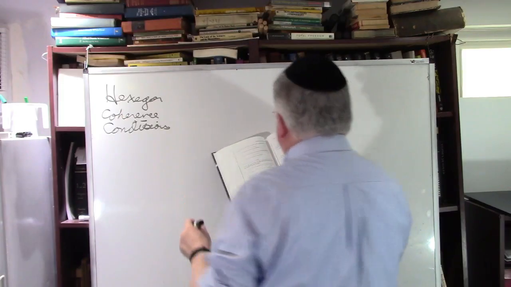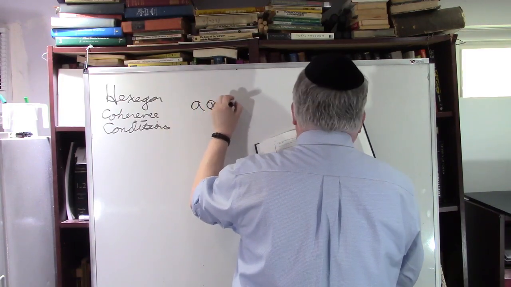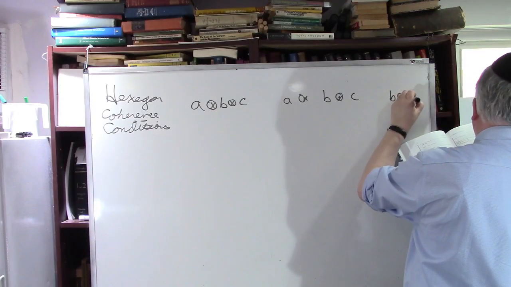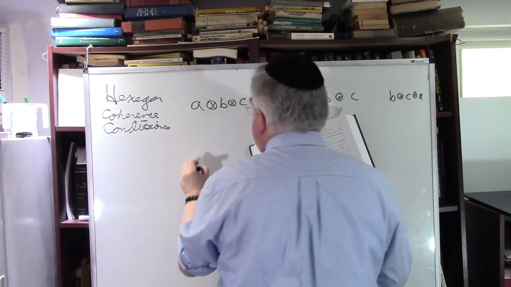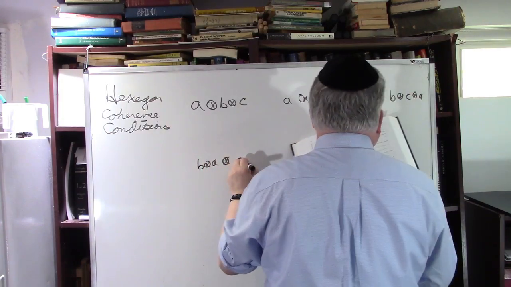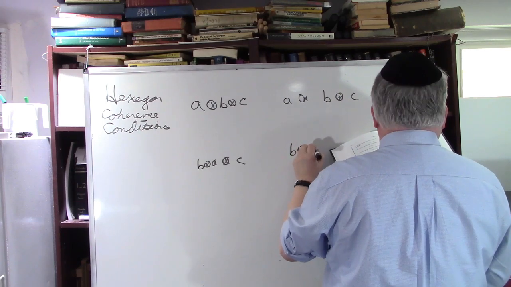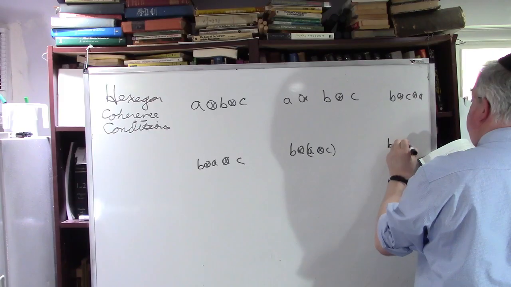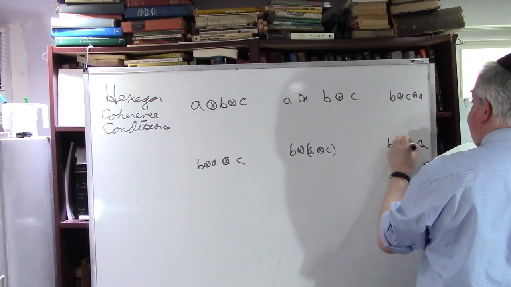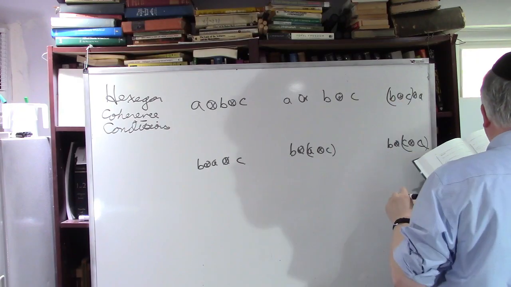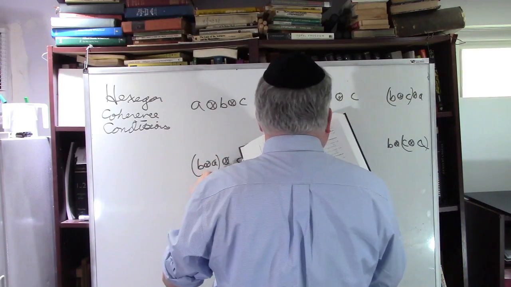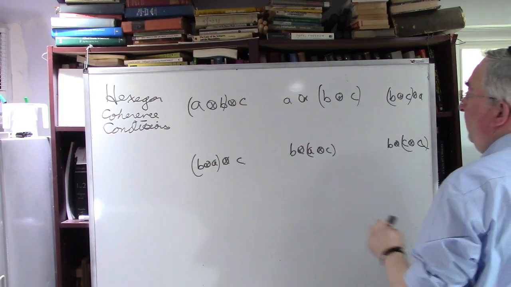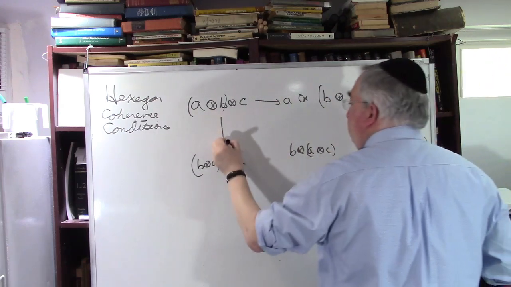Let's write it out. This becomes A tensor B tensor C, B tensor C tensor A, B tensor A tensor C, and B tensor C tensor A. Let's put parentheses. B tensor C. Good.